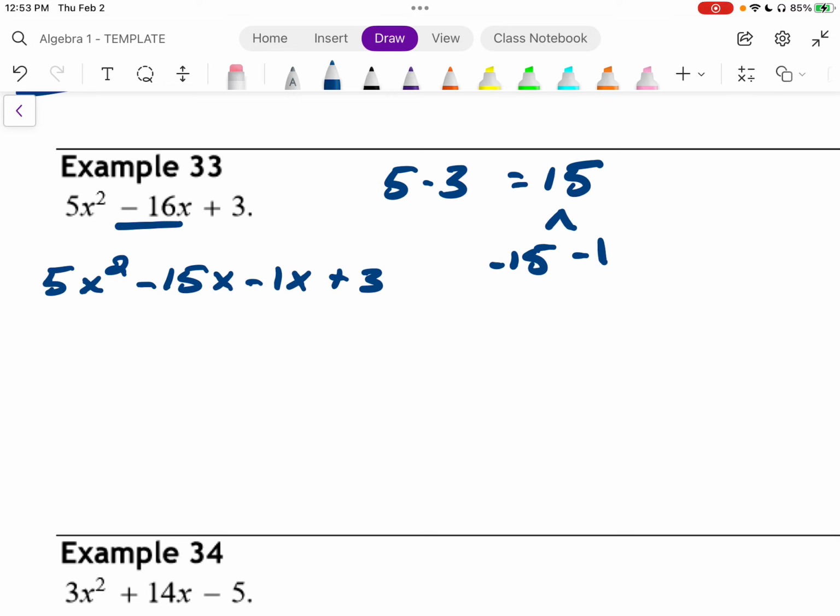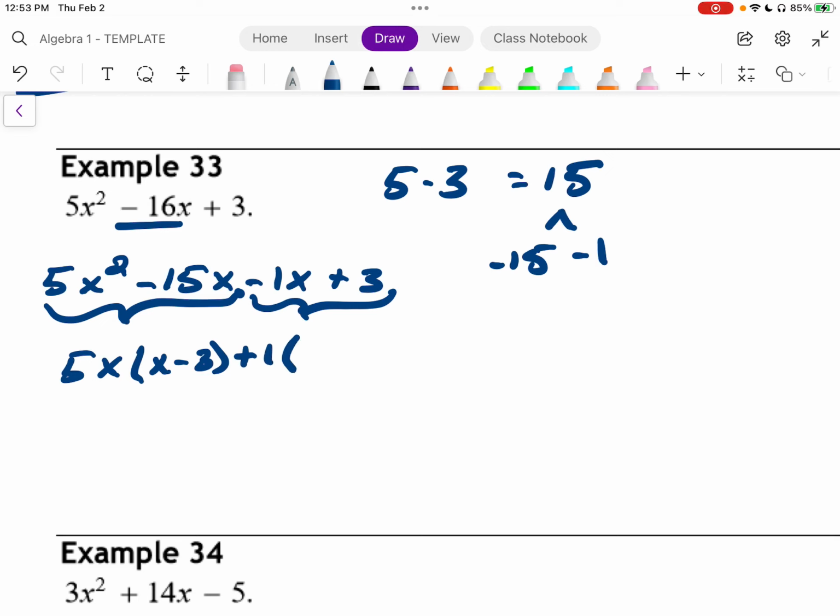Now I look at them separately. I look at the beginning two, and I look at the ending two, and I think about what can I pull out. In the first ones, I can pull out a 5x. That leaves me with an x minus 3. In the second one, I can't pull anything out at all. So I'm just going to say, well, let's pull out a 1, right? You can multiply 1 by anything. So I'm going to say plus 1 times negative x plus 3.